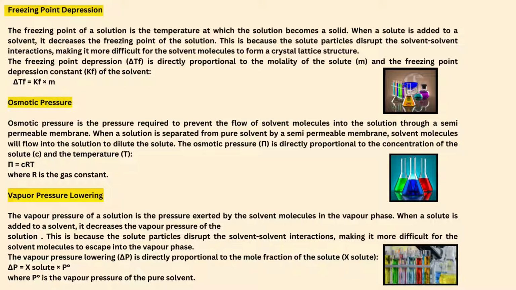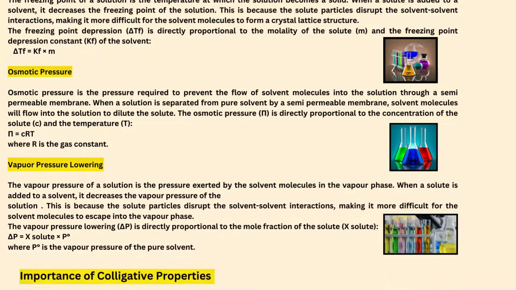Vapor pressure lowering. The vapor pressure of a solution is the pressure exerted by the solvent molecules in the vapor phase. When a solute is added to a solvent, it decreases the vapor pressure of the solution.